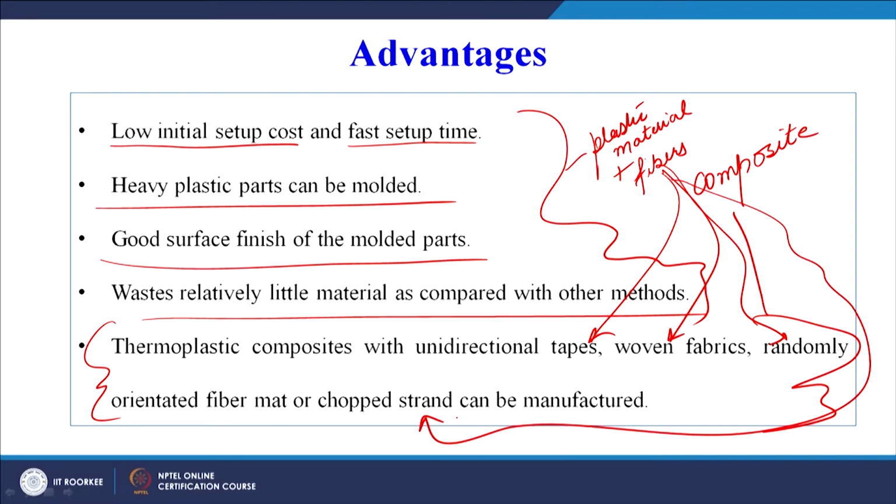chopped strand mats. So we can make simple plastic parts also using compression molding, and we can even make composite products using the compression molding process. In that case we will have two raw materials in the charge, going into the upper and the lower half of the mold. We will have polymer or the plastic, and we will have fiber in the form of cloth or in the form of chopped strand mat.